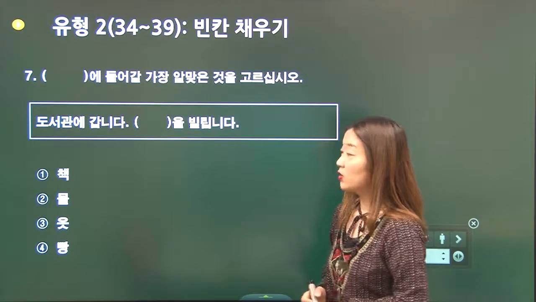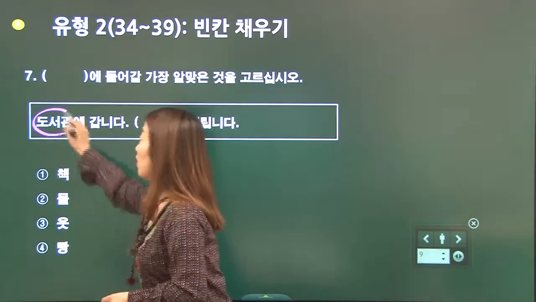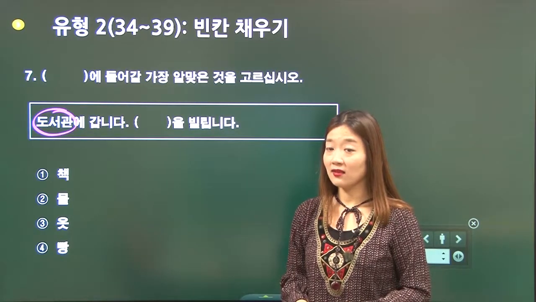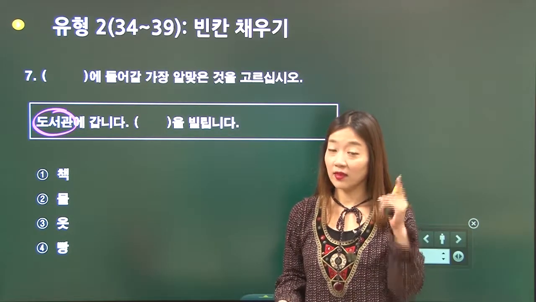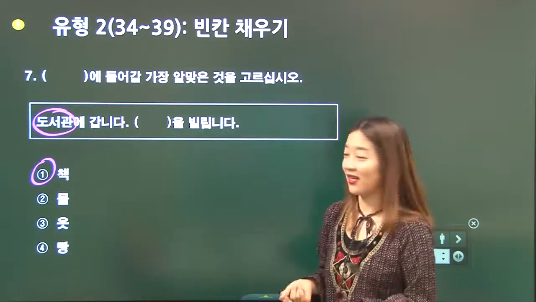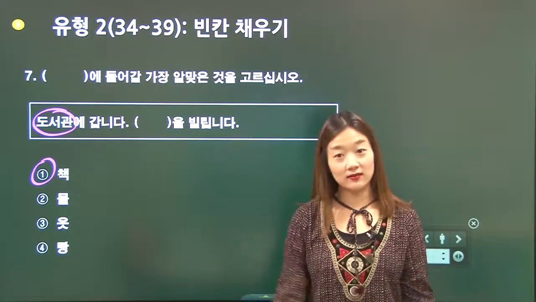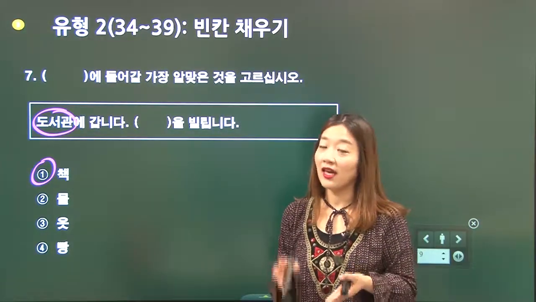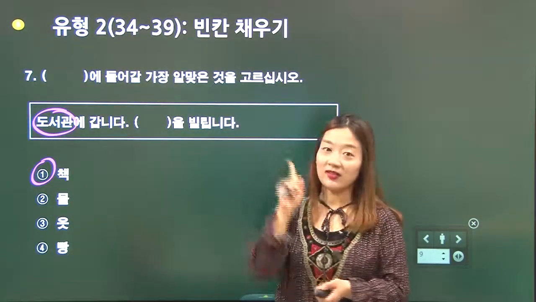Alright, here we go. Number 7. 도서관에 갑니다. 땡땡땡을 빌립니다. Here is the keyword 도서관. 도서관 is the place where we borrow books and can read. So which place is it? Library, right? So what do we borrow from the library? Books, right? Number 2, 물. What's 물? Water. Number 3, 옷, the thing we wear, clothes. And 빵, the thing we eat from the bakery. Bread. Okay, good. So the answer is number 1, 책.